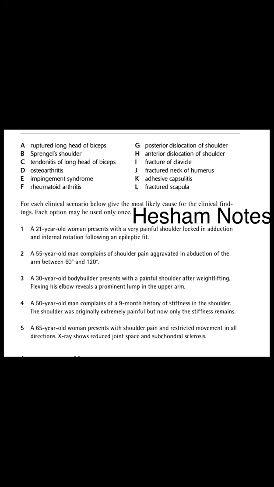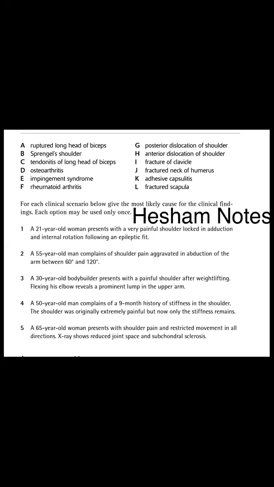Yes, sir. Question number 1. A 21-year-old woman presents with a very painful shoulder, locked in adduction and internal rotation following an epileptic fit. Okay, this is also difficult. Following epilepsy, the common thing to occur is posterior dislocation. Once you see epileptic fit and shoulder, this is a posterior dislocation. Epileptic fit plus shoulder pain is a posterior dislocation. Okay, remember it.